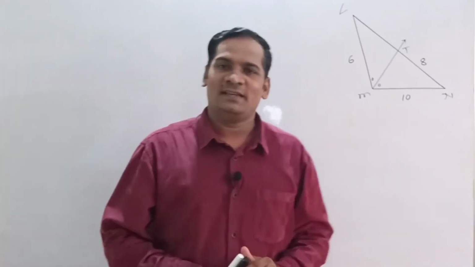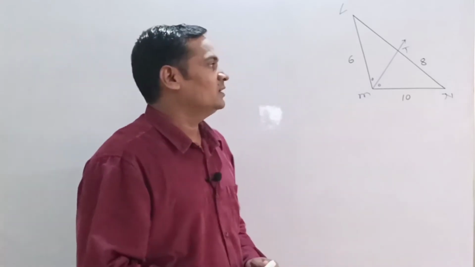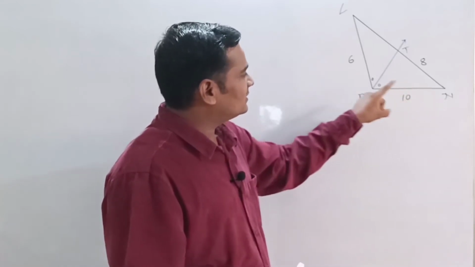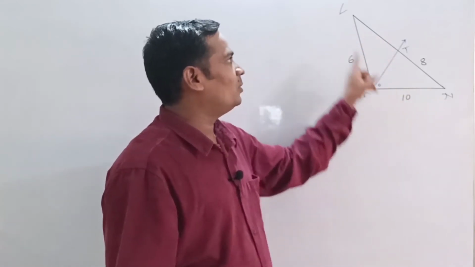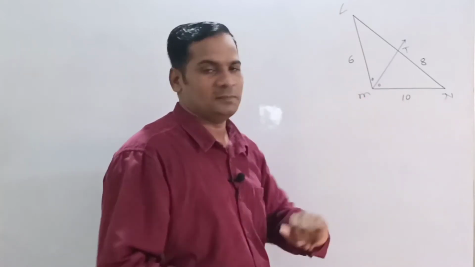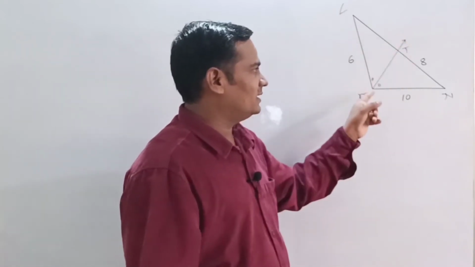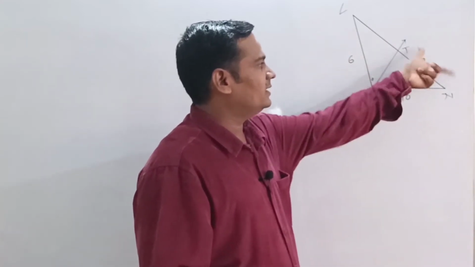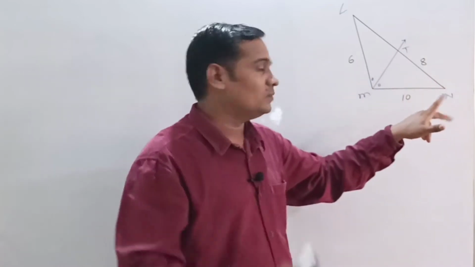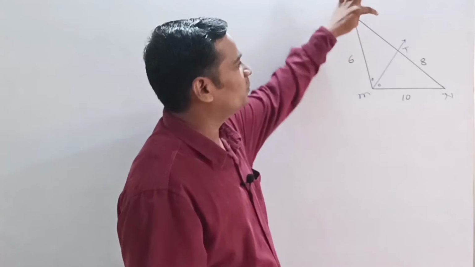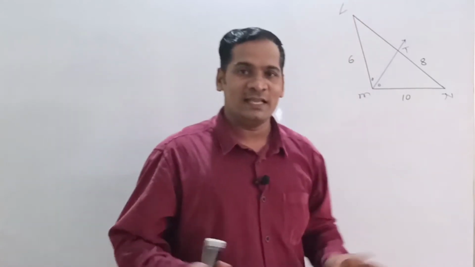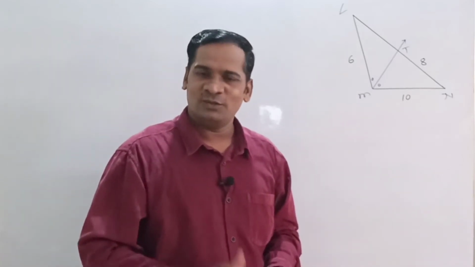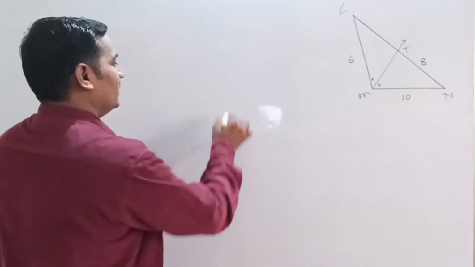Now this is question number 8 from practice set number 1.2. Look at this triangle. In a triangle LMN, this ray MT is the bisector of angle LMN or angle M. Now LM is given, that is 6, MN is equal to 10, TN is equal to 8, and the question is to find out LT. That means we have to find the length of this segment, and as we know, if a bisector is given, we have to use the angle bisector property.